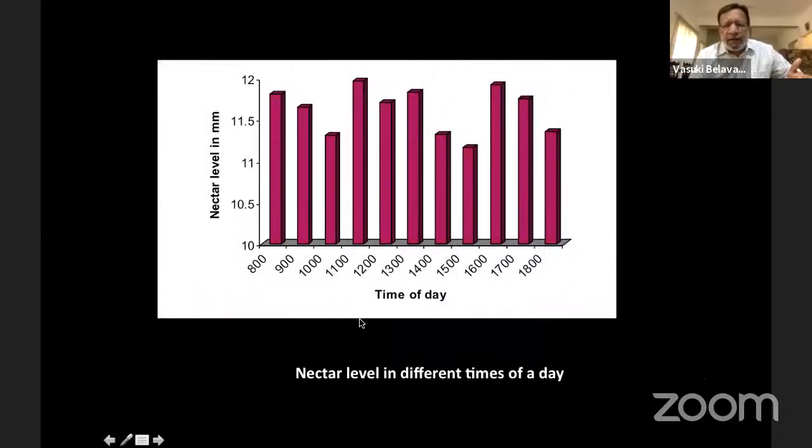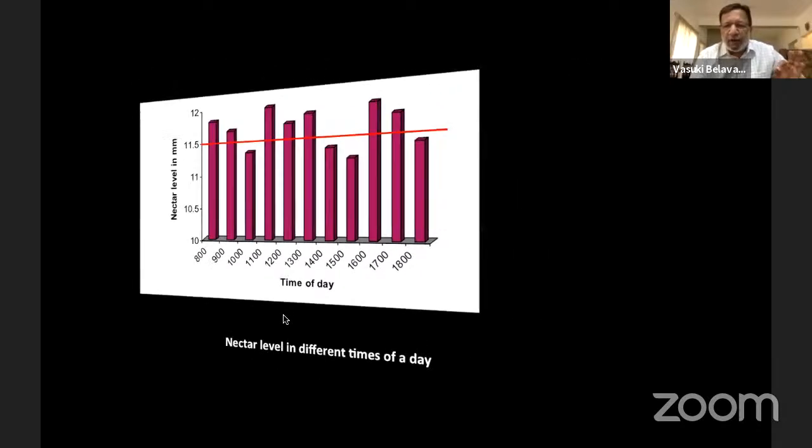Now, at any given time of the day, you see that the nectar level remains around 11.5 millimeters. So this much nectar is again going to waste. Only the nectar secreted above this level is harvested, and the remaining nectar the bees, the honeybees, are unable to harvest.